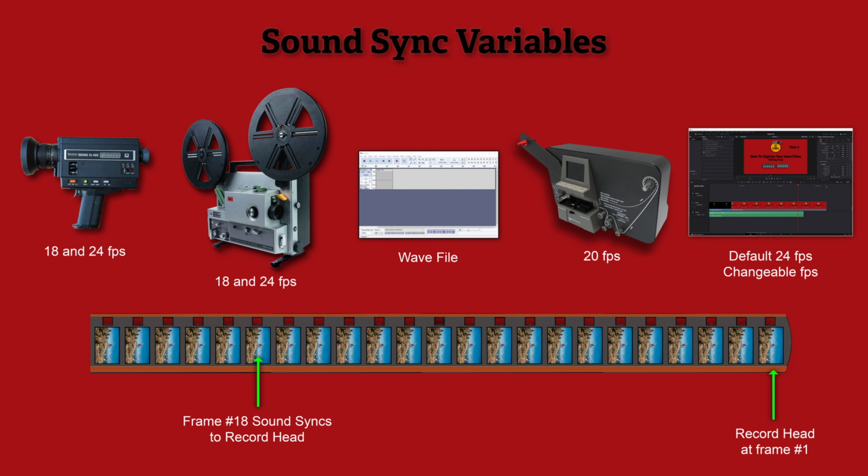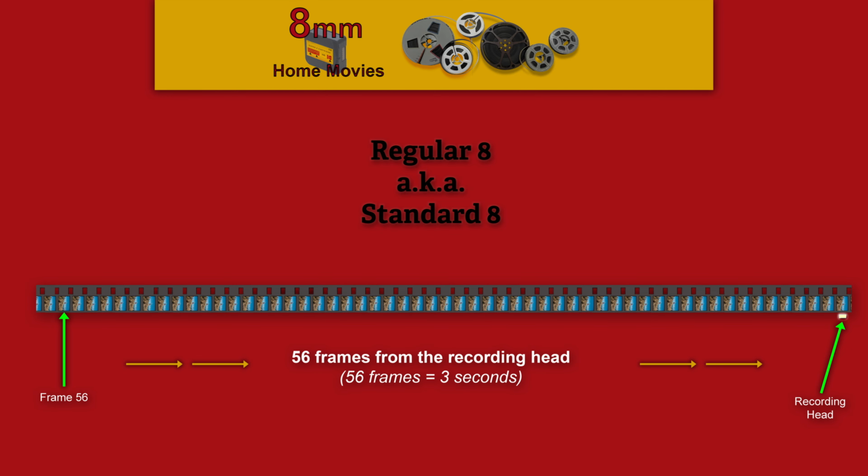This is just an FYI. The recording head on a Super 8 camera was 18 frames ahead of its corresponding image. And by the way, regular 8 film also had sound available, but that soundtrack was 56 frames ahead of its corresponding image, which essentially equals 3 seconds away. So yeah, your sound's going to drift. But don't worry about it, because I'll show you how to fix that in a little bit. It's really not very hard. A little tricky maybe, but not hard.